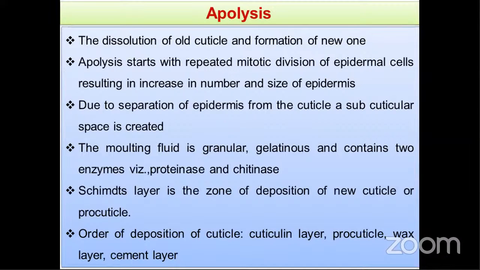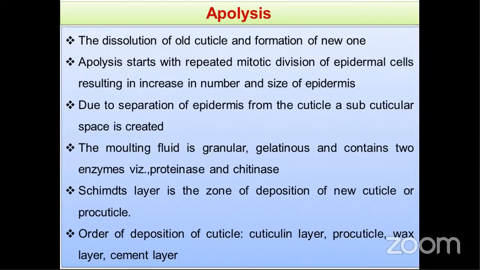First it starts with the repeated mitotic divisions of the epidermal cells. In case of the body wall, the epidermis or hypodermal cells are polygonal cells. There it starts the mitosis. With the help of mitotic division of epidermal cells, the cells increase in number.